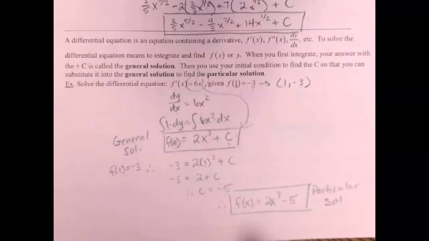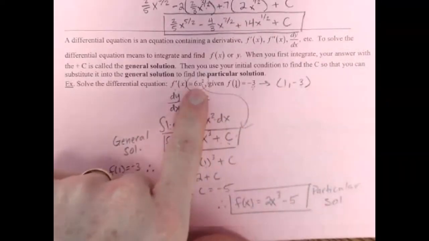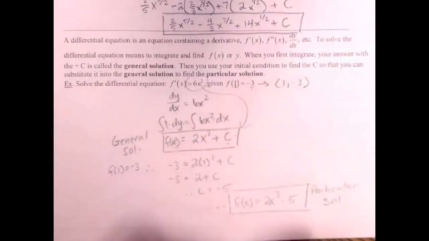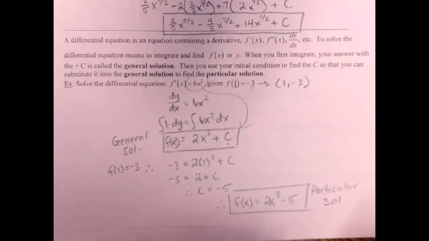Remember, the constant would go away when you take the derivative. But in particular, if I wanted to have this derivative and I want it to go through this point, so I want it to satisfy this condition, then I need to use that condition to solve for the c, and I can get the particular.